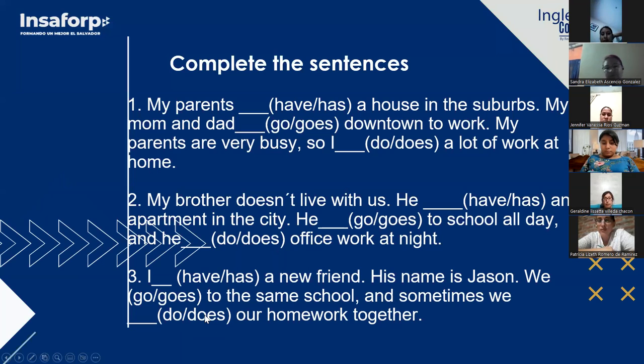Okay, complete the sentences. Now we are going to complete other sentences, okay? Well, now with the verbs have or has, using go or goes, do or does. Okay, here, let me call one by one and I'm going to ask for your participation. Okay, Geraldine, Lisette. My parents have or has? My parents have.